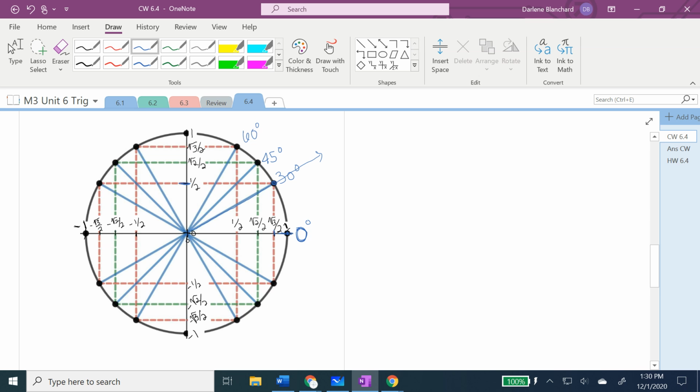60-degree angle, sine and cosine swap what they were at 30 degrees. And then I hit the 90-degree angle. And at that angle, the x-coordinate is 0, so the cosine of 90 degrees is 0. The y-coordinate is 1, so the sine of 90 degrees is 1.